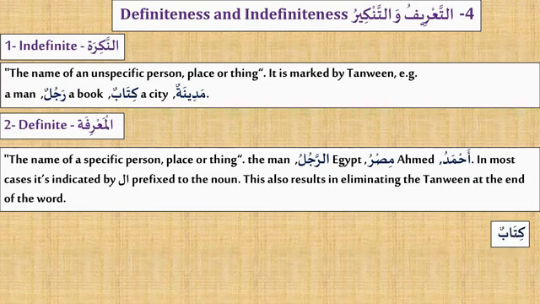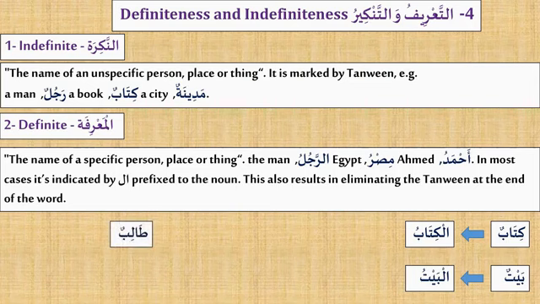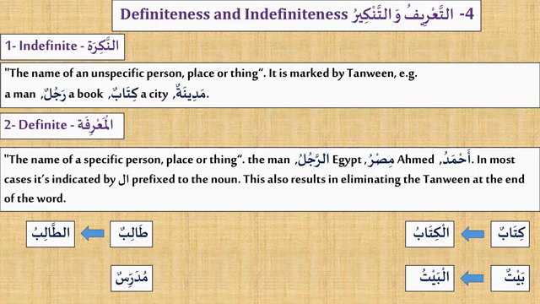Example, kitabun, a book. Al-kitabu, the book. As we see, tanween is no more written on the last letter. Kitabun, al-kitabu. When we add alif lam, tanween becomes a single dhamma. Second example, baytun, a house. Al-baytu, the house. Talibun, student. At-talibu, the student. And last example, mudarrisun, a teacher. Al-mudarrisu, the teacher.